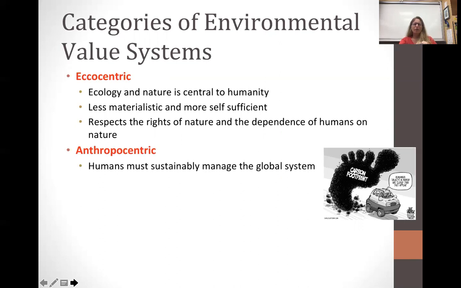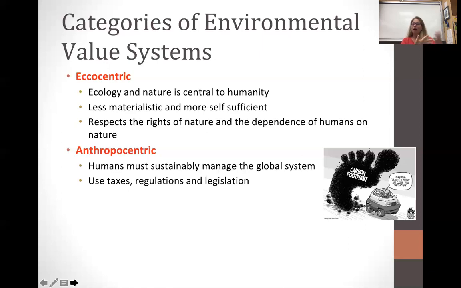Anthropocentric: humans must sustainably manage the global system. There is a human at the center of this, and we are going to control all of nature. And if we control it properly, we can maintain it and have nature for all of the aesthetic and ecological and economic reasons. When we use this philosophy, we utilize taxes and laws and regulations to maintain it.